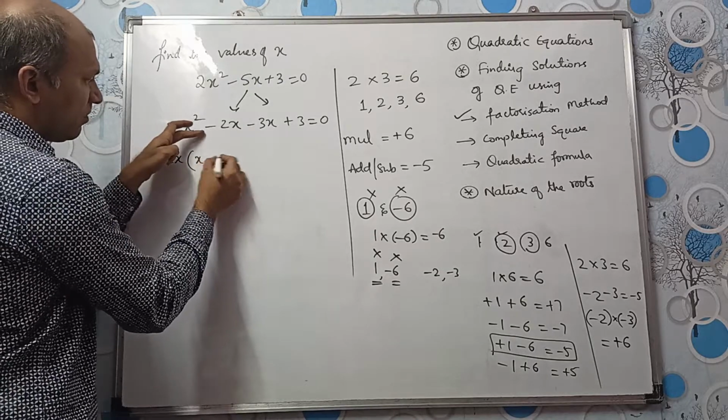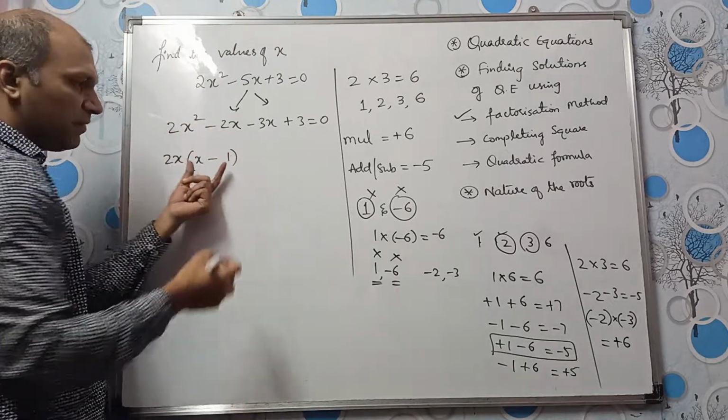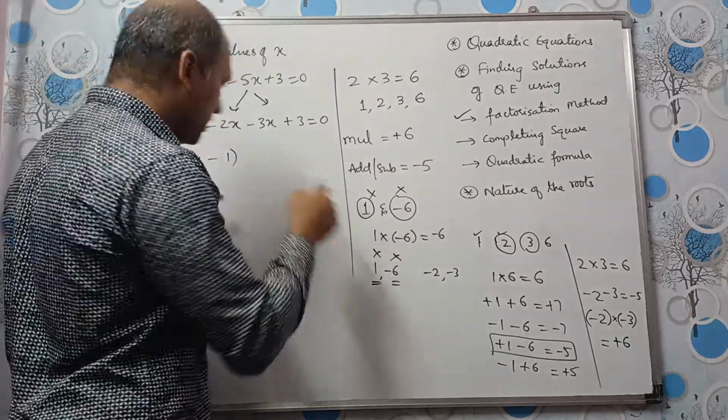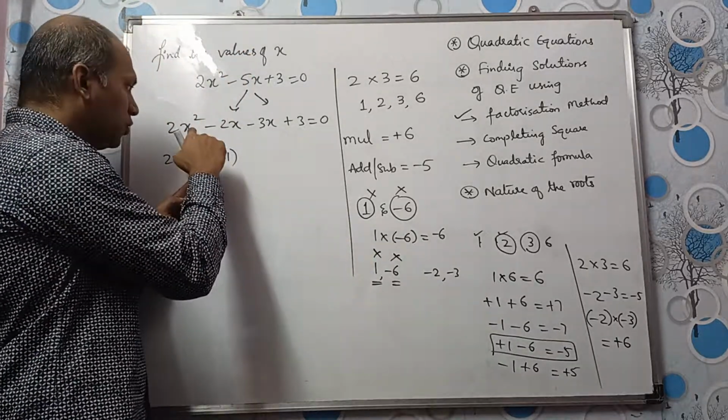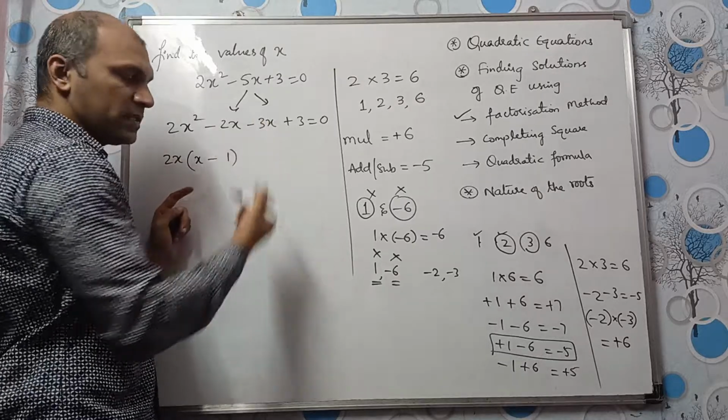So x will be left minus. If you take 2x common, 1 will be left here. If you are having doubts, just multiply. 2x into x, 2x square. 2x into 1 is 2x.